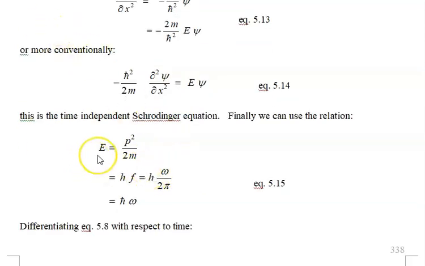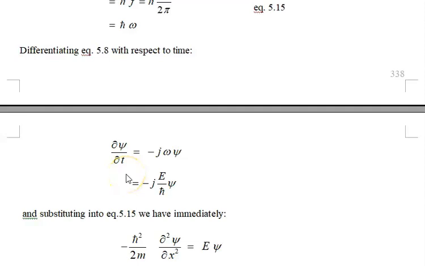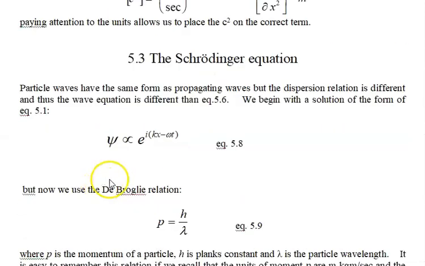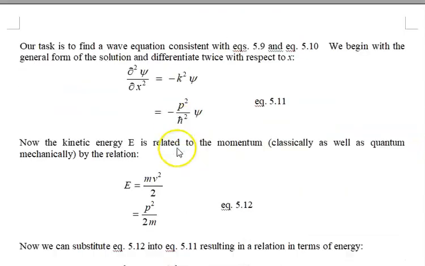Now to continue, we go back and we use the relationship that energy is equal to p squared over 2m, which we derived previously. And of course the Einstein relationship says that the energy is equal to Planck's constant times the frequency, and the frequency is omega, the radian frequency, divided by 2 pi. So the energy is Planck's constant with a little bar, h bar, times omega. We differentiate this twice, I should say we differentiate the wave twice with respect to t.